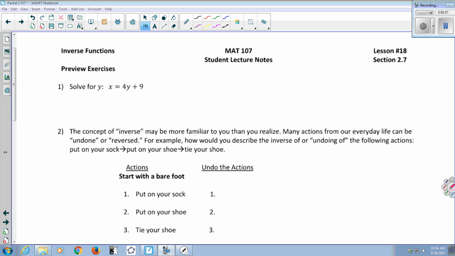All right, so we're going to start with a simple equation and we're going to solve it for y. So I want to get the y by itself, so I'll start by subtracting 9 from both sides. So I have 4y equals x minus 9. And then divide both sides by 4. So I have y equals (x minus 9) over 4.